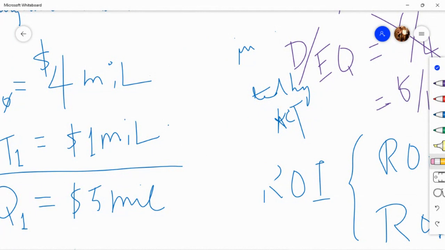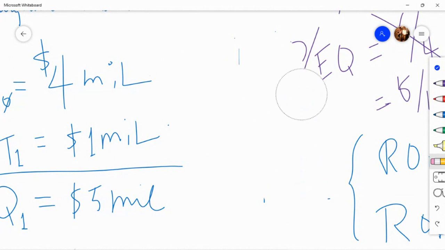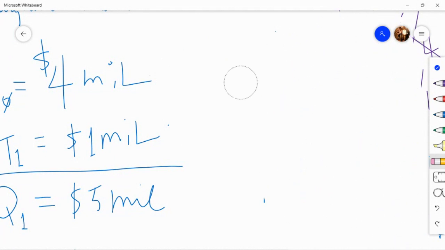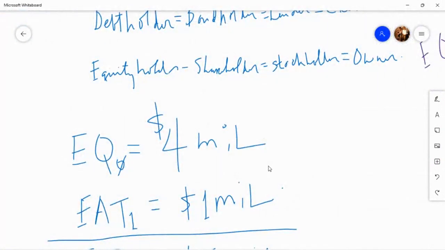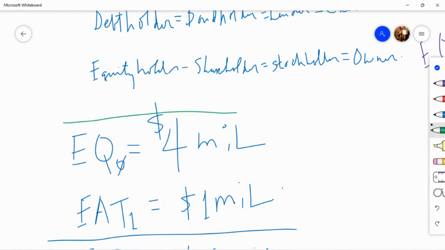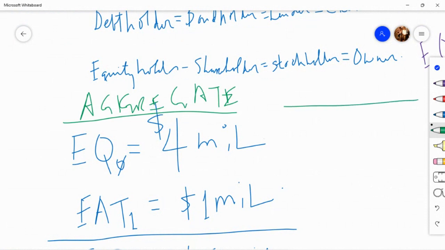Now this is aggregate, right? Total, right? Aggregate. Let's think in terms of per unit, or per share. Suppose this company has a hundred thousand shares outstanding. So this is aggregate. Aggregate amount. And think about the per share.